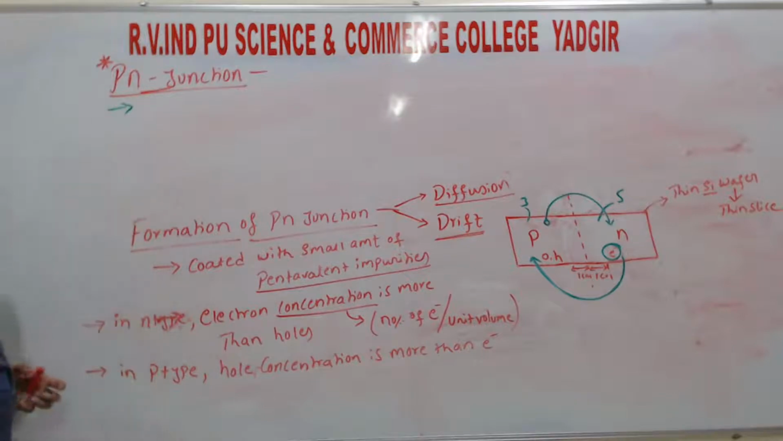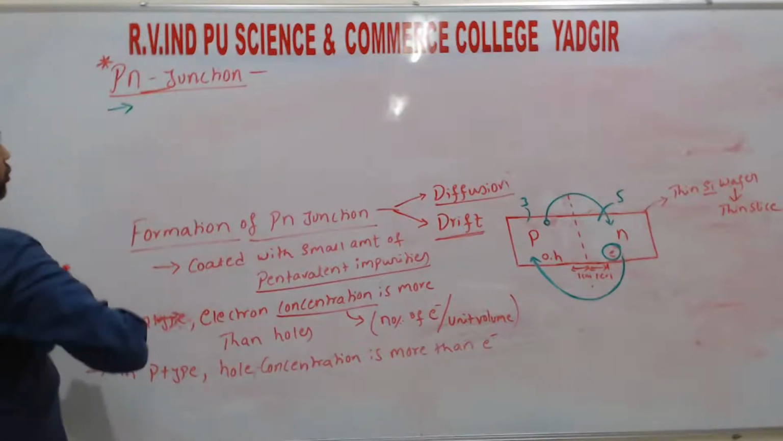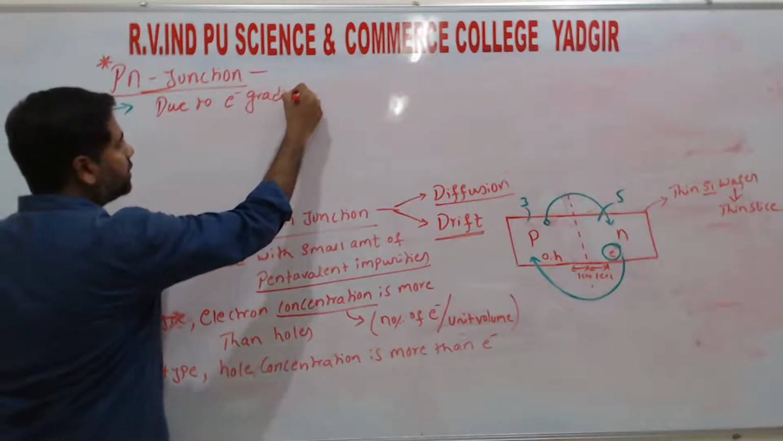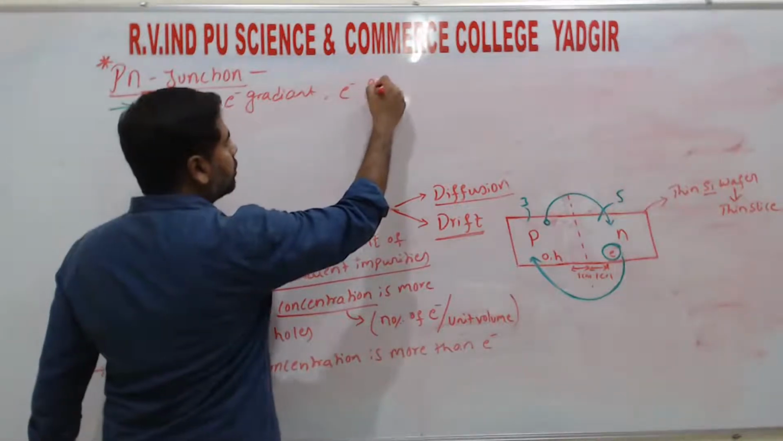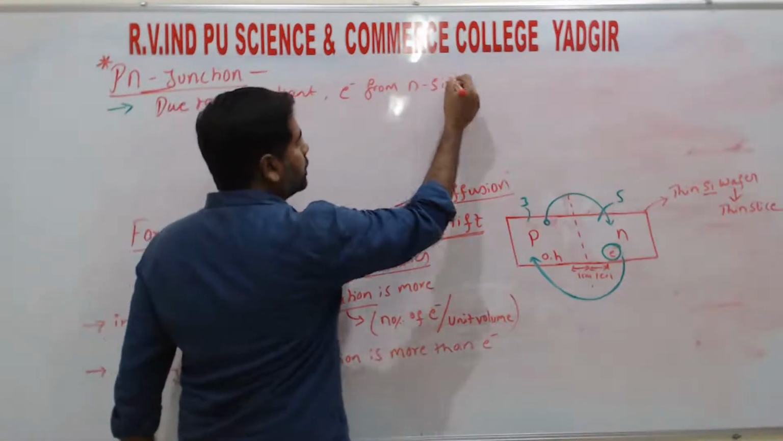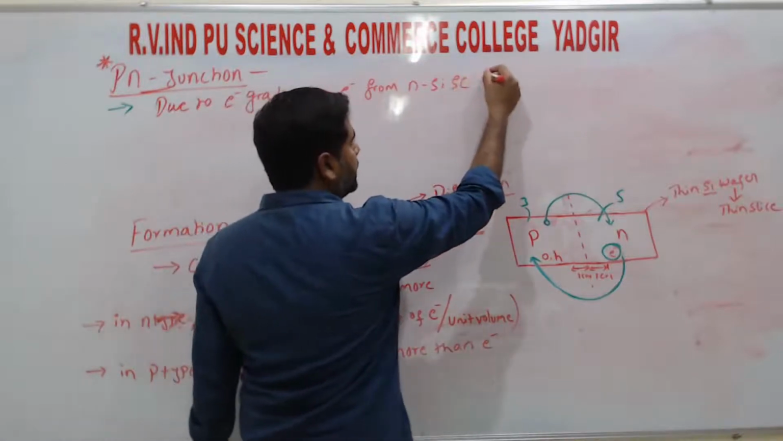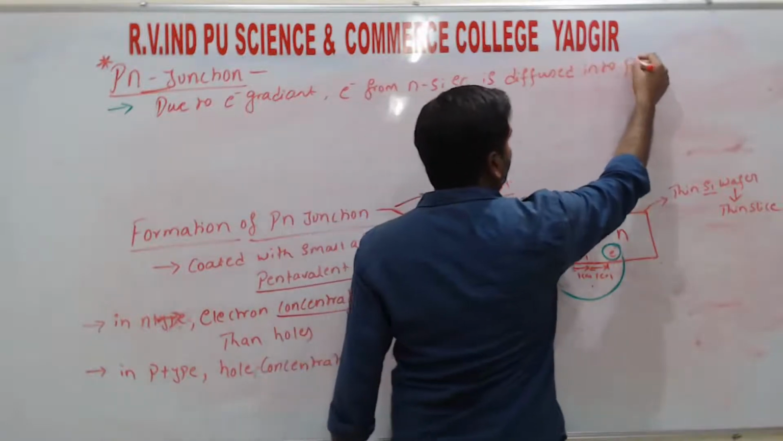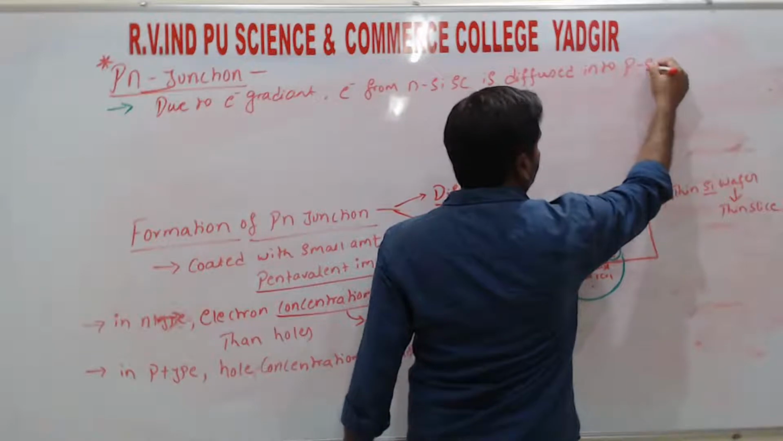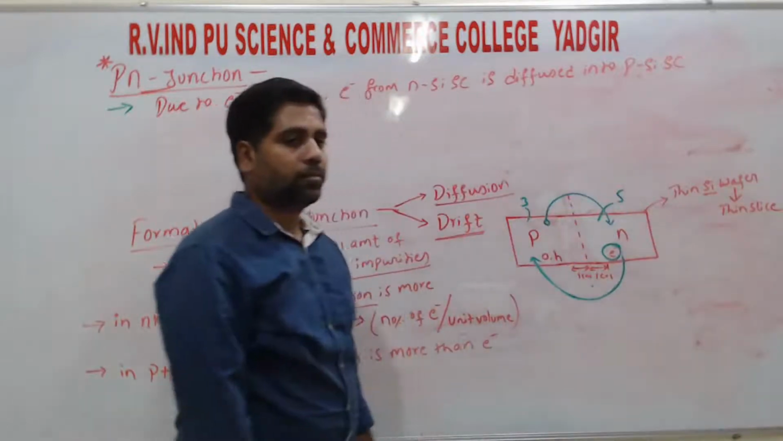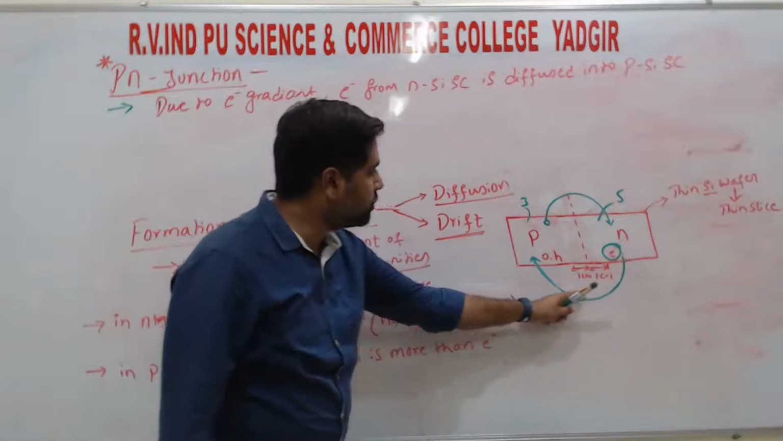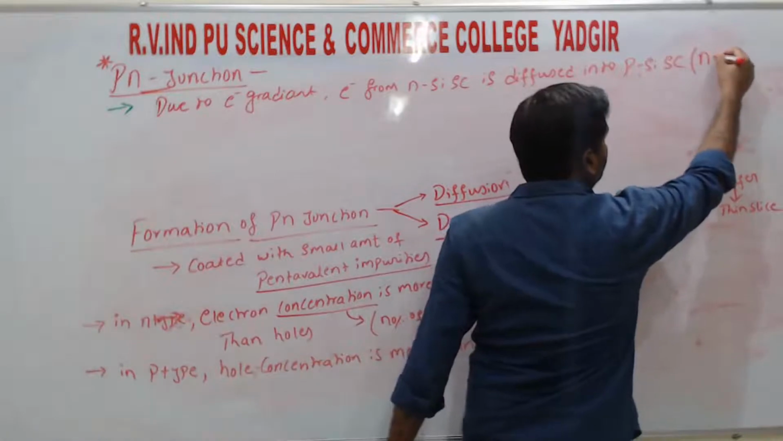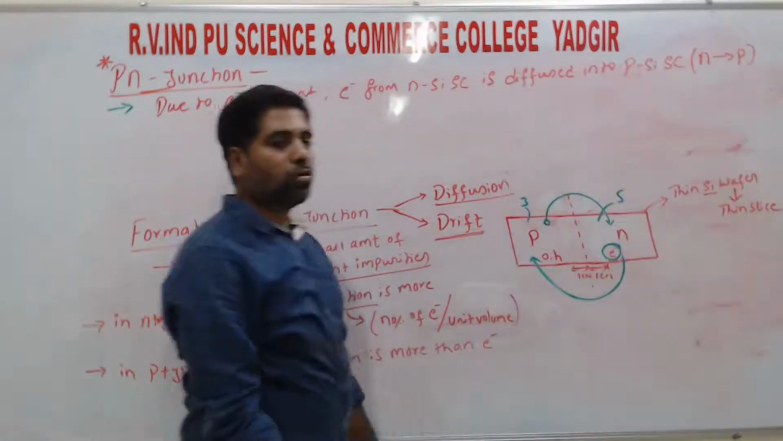So the next point, if we write here, due to electron gradient, electrons from n-type silicon semiconductor are diffused into p-type silicon semiconductor, right? The diffusion of the electrons from n-type to p-type. So that can be written like this. That is the electrons diffusing from n to p.